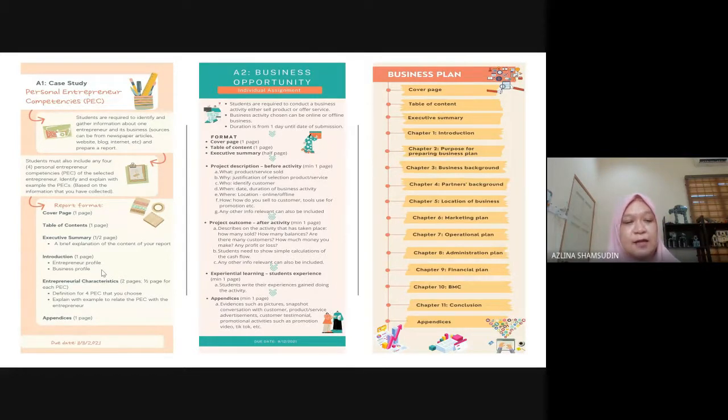And then the last one is the appendix, about 1 page. What to include in the appendix? You can include the photo of the entrepreneur, dia punya produk ke, business dia ke, iklan dia ke, everything about the entrepreneur.